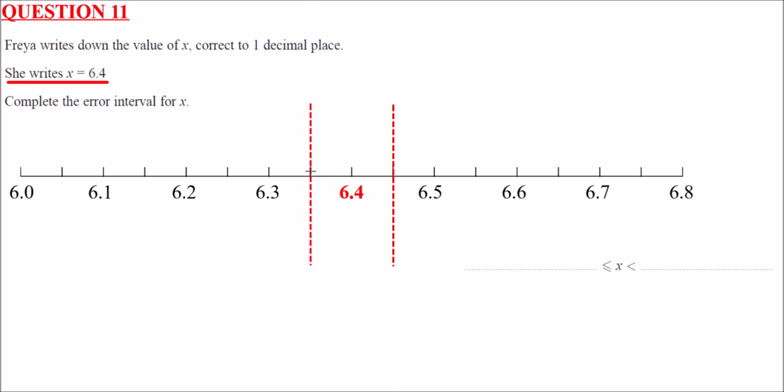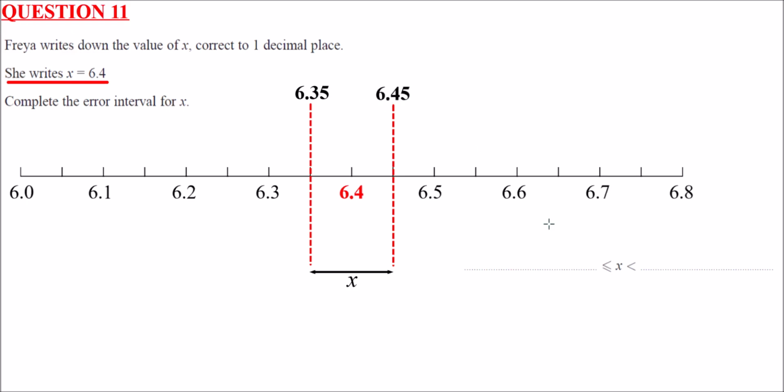Now this one is bang in between 6.3 and 6.4. Imagine it being £6.30 and that being £6.40. Halfway in between £6.30 and £6.40 would be £6.35. And x needs to be in between £6.35. In the same way, halfway in between £6.40 and £6.50, this higher boundary would be 6.45.